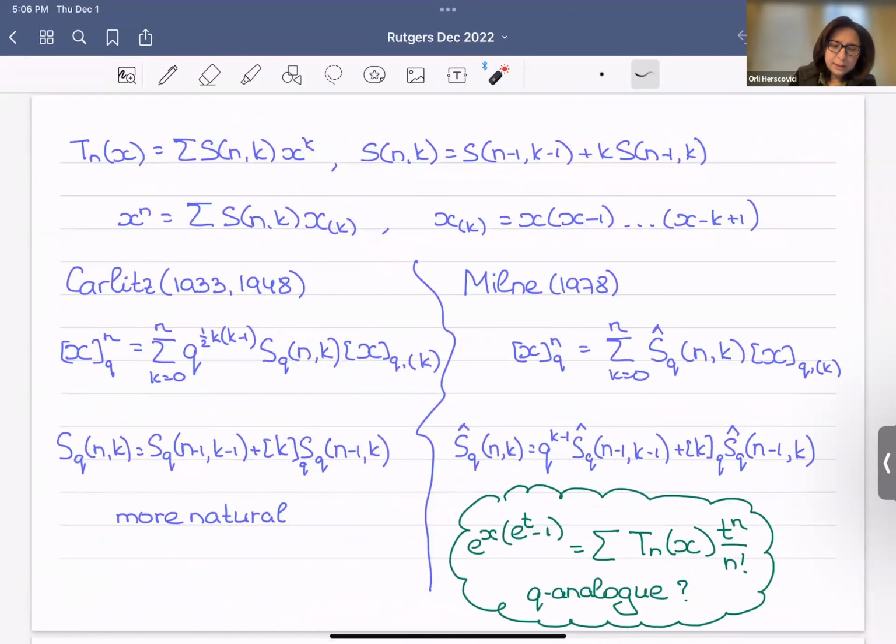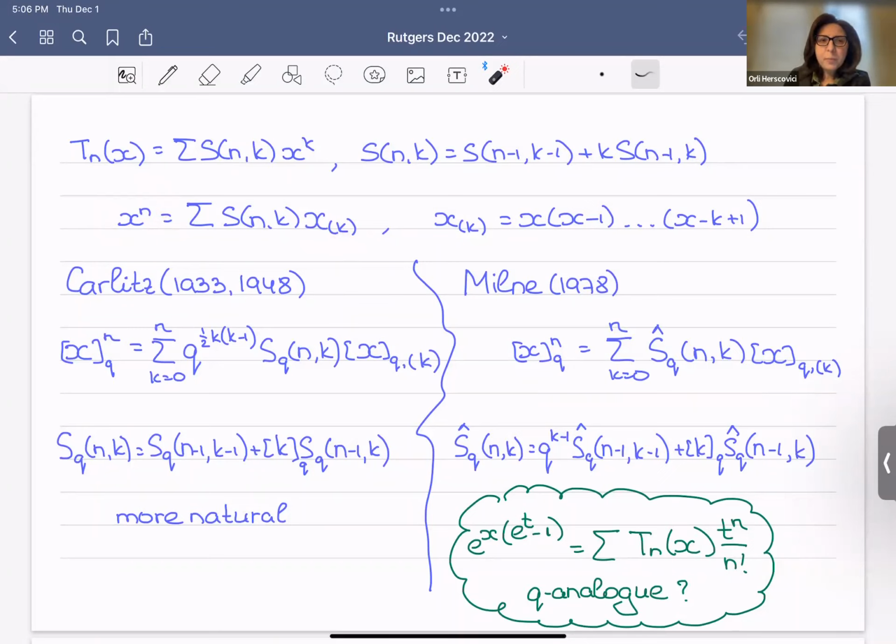So let's consider the form of the Touchard polynomial. As I said, we have Stirling numbers of the second kind as coefficients of Touchard polynomials. Again, they satisfy this recurrence relation, but Stirling numbers of the second kind also appear in the expansion of the nth power of x in terms of falling factorials.